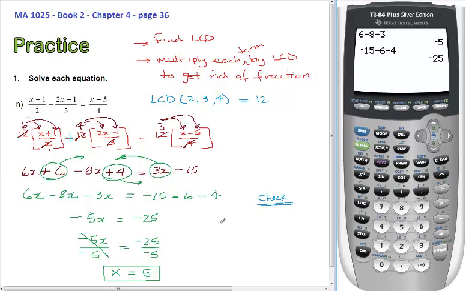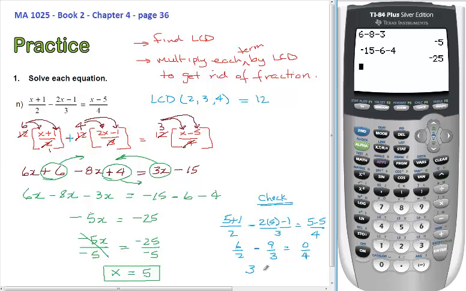So I put 5 back in the original equation. What I'm going to do now is put 5 back in here for x, and here for x, and see if I get the same thing on both sides. So I get 5 plus 1 over 2, subtract 2 times 5 minus 1 over 3, should equal 5 minus 5 over 4. So 5 plus 1 is 6 over 2, minus 2 fives are 10, minus 1 is 9 over 3, should equal 0 over 4.